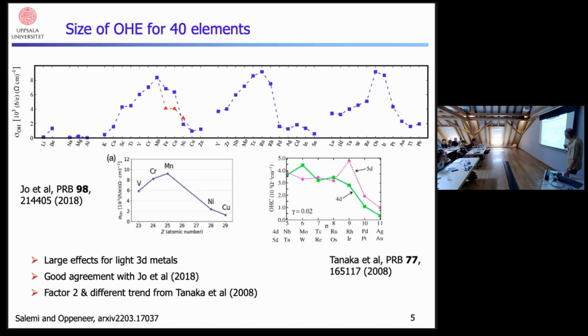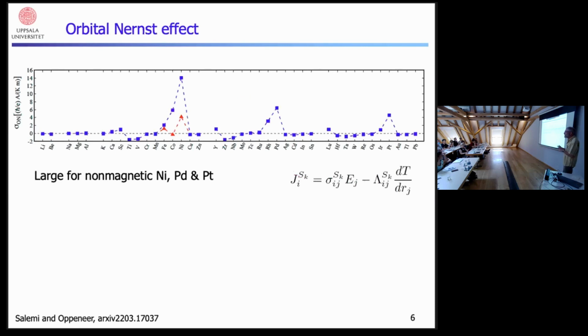Okay, so what we see is that for the light metals, we have very large orbital Hall effects. And we can now continue just for an example. We can look at the orbital effect by doing what is called the Mott expression that was on the transparency before. And what you see then, this is again 40 elements here. Nice is now that if we take non-magnetic nickel, we predict a very large orbital Nernst effect, a transverse thermal effect for nickel, and also palladium and platinum, they are quite large.